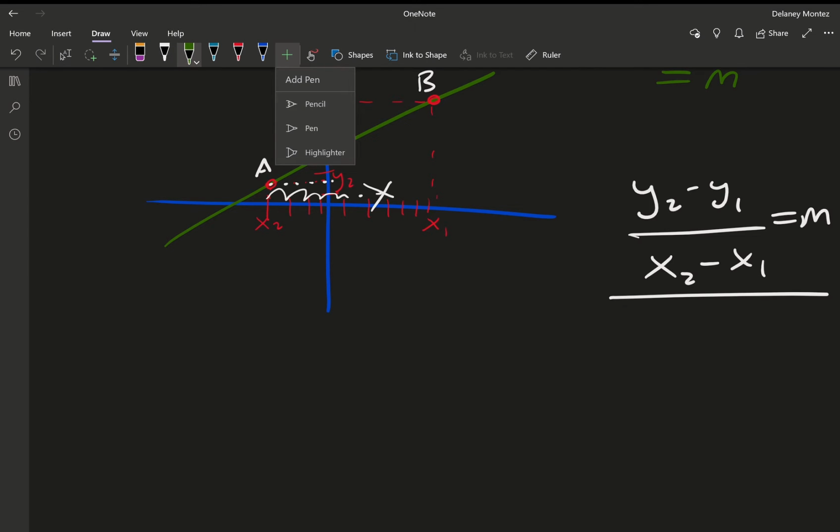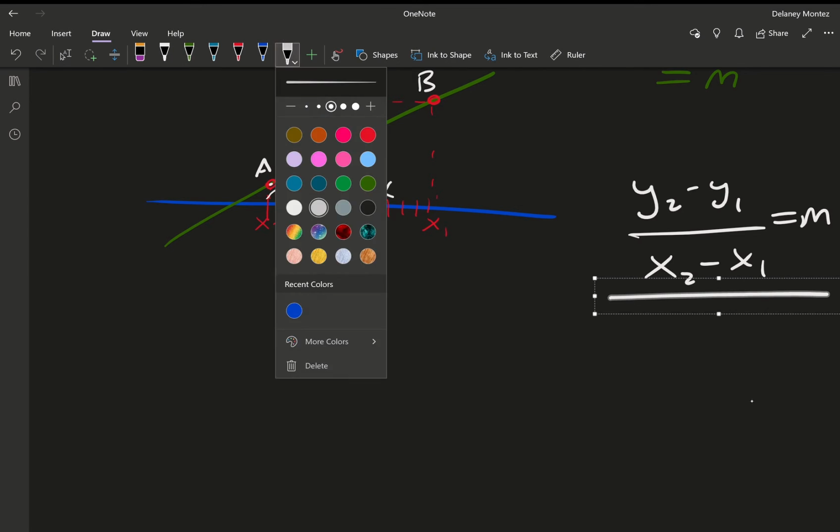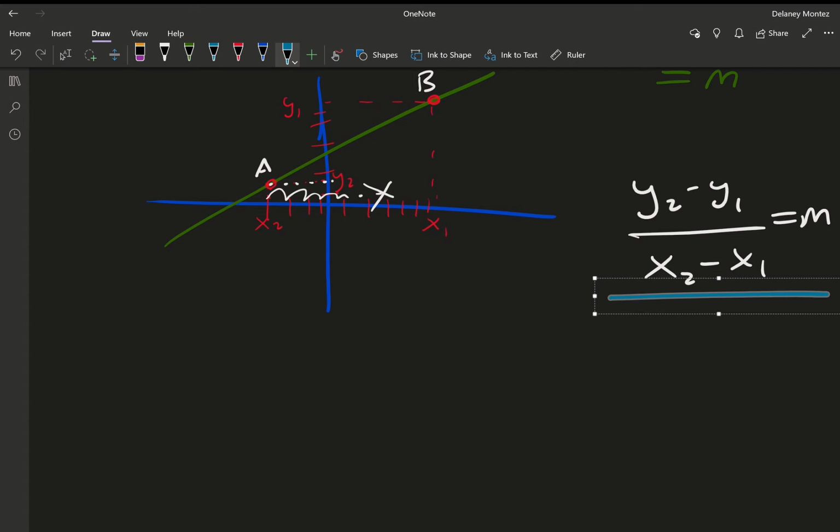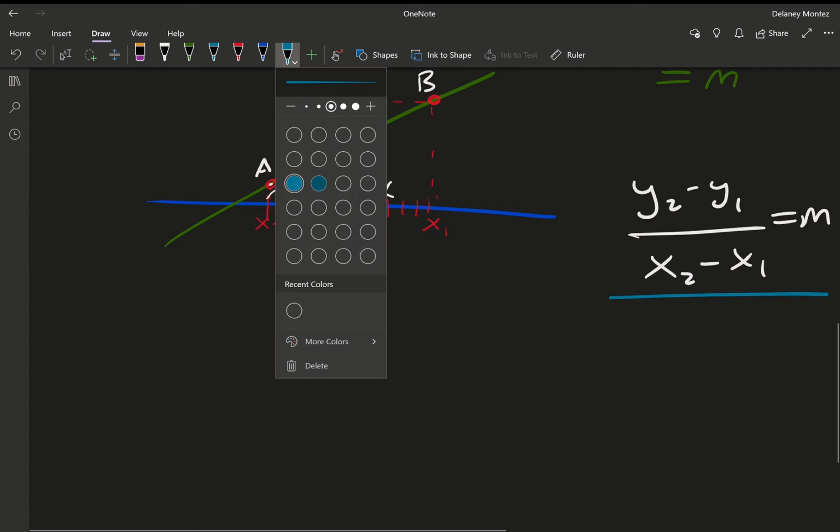I'll highlight it. Let me get a different color here. Let's do this blue. If we look at this distance here, that's not a good blue, I'm sorry guys. Let's look at, I don't know, what's going to pop up? Orange?